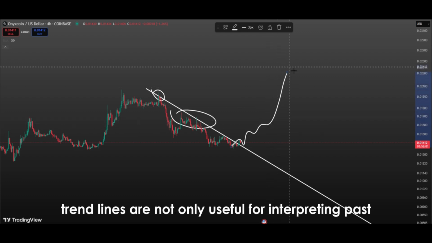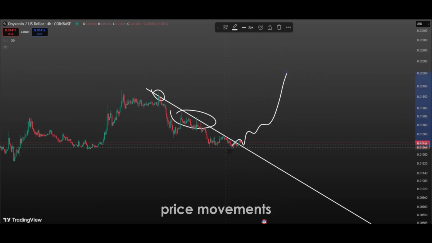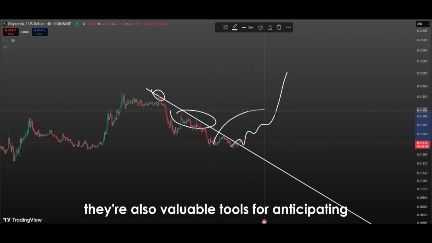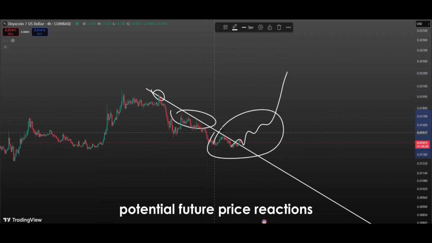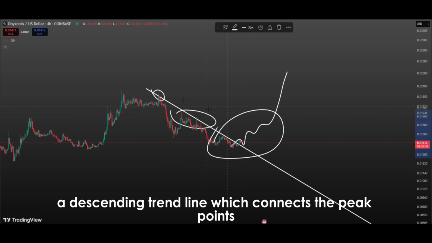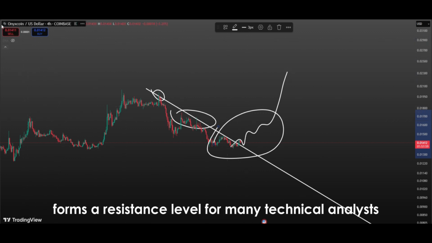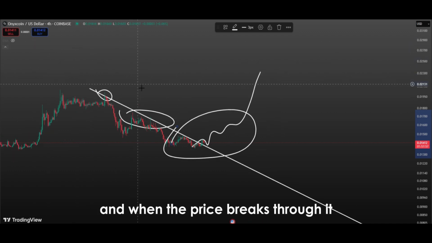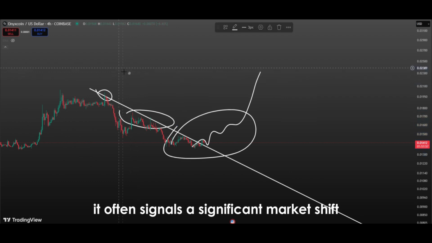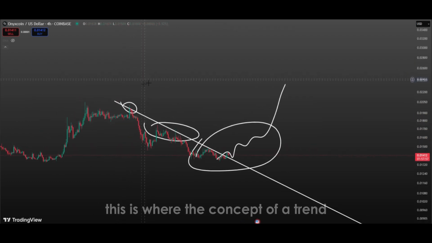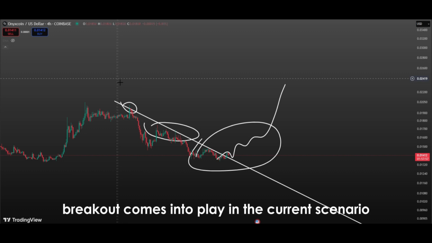However, trend lines are not only useful for interpreting past price movements, they're also valuable tools for anticipating potential future price reactions. A descending trend line, which connects the peak points and slopes downward over time, forms a resistance level. For many technical analysts, this line serves as a roadmap, and when the price breaks through it, it often signals a significant market shift. This is where the concept of a trend breakout comes into play.